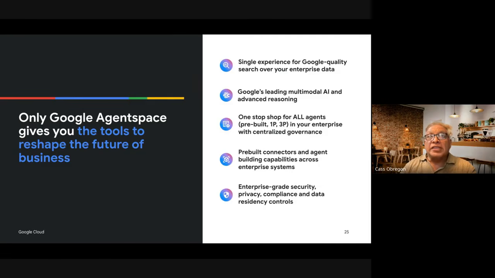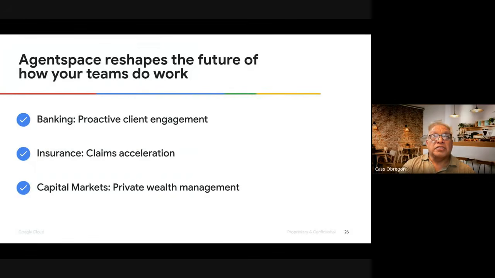A one-stop shop for all your agents, both pre-built, first-party, third-party, in your enterprise, with centralized built-in governance capabilities for all those agents within Agentspace. We have a huge array of pre-built connectors and agents built across your enterprise data within the marketplace so you can consume and expand. And of course, most importantly, enterprise-grade security, privacy, compliance, and data residency controls are built right out of the box for administrative purposes. And for additional information, there are also 3 videos available on YouTube.